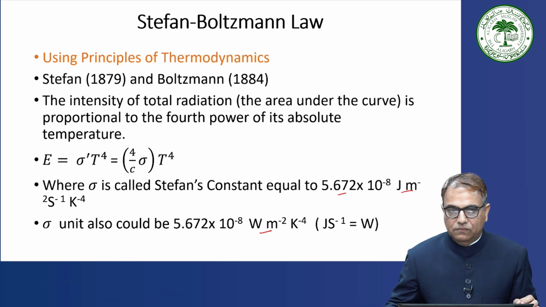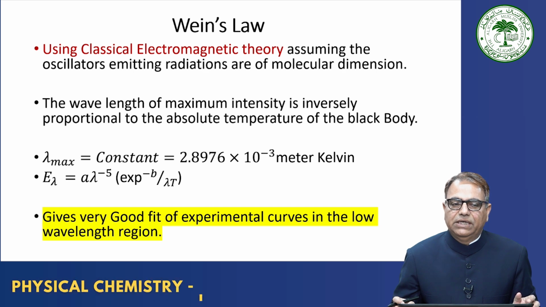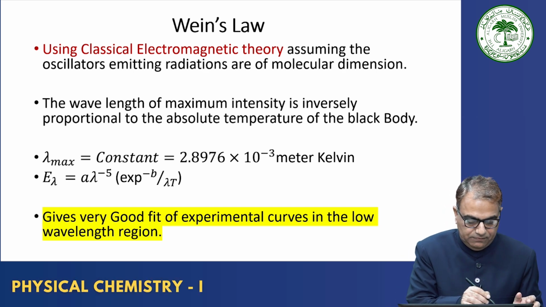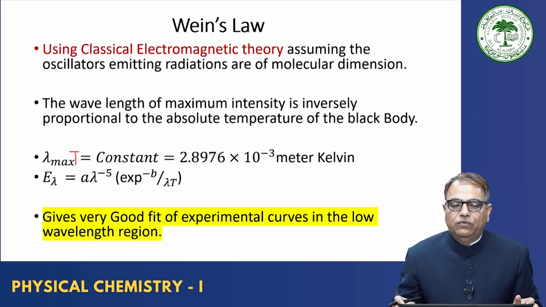Thereafter, Wien used classical electromagnetic theory, and he assumed that the emitting oscillators of the blackbody are of molecular dimension. Based on this, he said that the lambda max which we get at a particular temperature, lambda max into T, is a constant, and this constant is equal to 2.8976 times 10 to the minus 3 meter Kelvin.